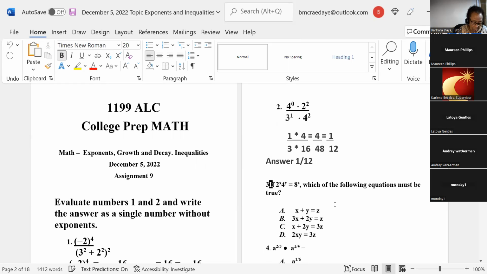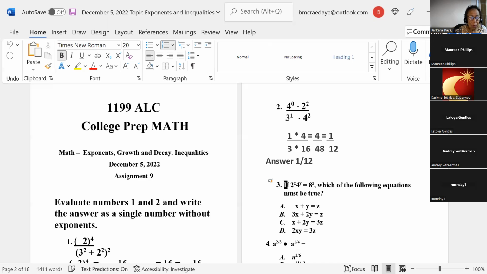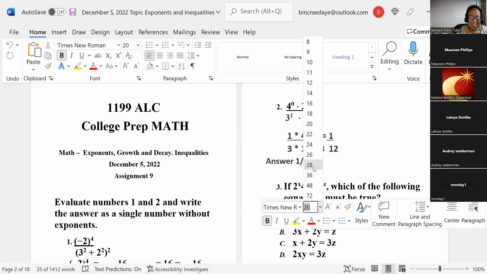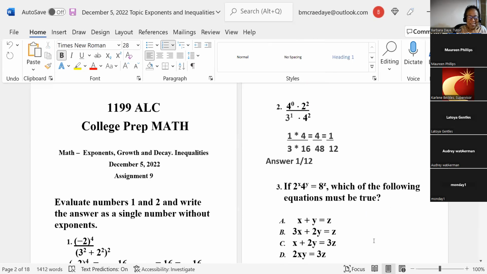Latoya, what happened to you on number 3? I don't know. Audrey, what happened to you on number 3? I thought the answer was C and I put D. I had B first and then I put D. The answer is C. That's correct. Yeah, and then I wrote foolishness. I was like, how did I put D? I know it was C. My spirit told me it was C.